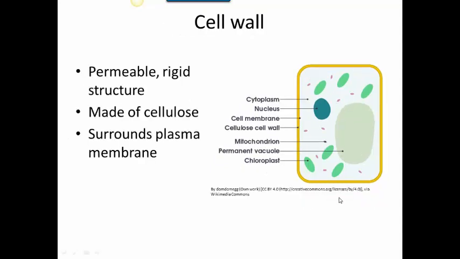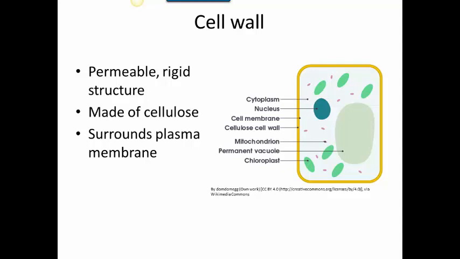Another feature of the plant cell that distinguishes it from animal cells is the fact that plant cells have a rigid cell wall. It's permeable, so stuff can get in and out of plant cells, but it's really rigid. It's made of this tough carbohydrate called cellulose, so it's these really long chains of sugars. That's what cellulose is.